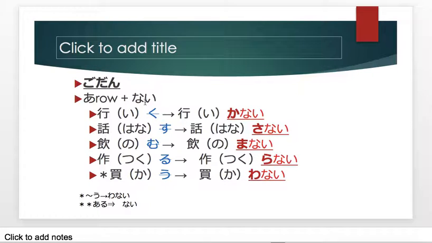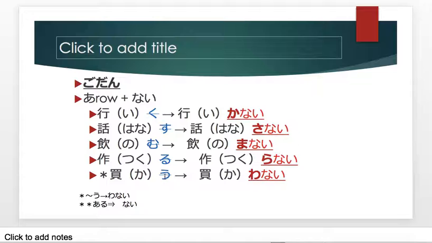Moving on, if it is godan, you need to change the last character from the u row to the a row, and we add nai. So iku, get rid of ku, you add ka and nai, it becomes ikanai, to not go. Hanasu, remove su, you add sa and nai, hanasanai, to not speak or to not talk. Nomu, remove mu, add ma and nai, nomanai, to not drink. Tsukuru, get rid of ru, add ranai, so tsukuranai.